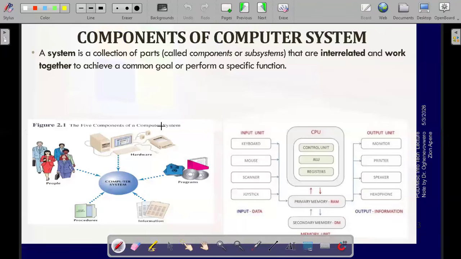Like if I'm explaining this, first of all, I will explain what a system is. Someone has already defined that. It is a collection of different components that are interrelated and work together to achieve a common goal or perform a specific function. So, computer system.